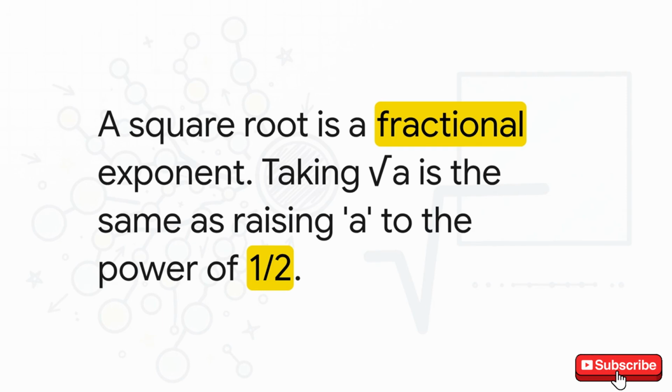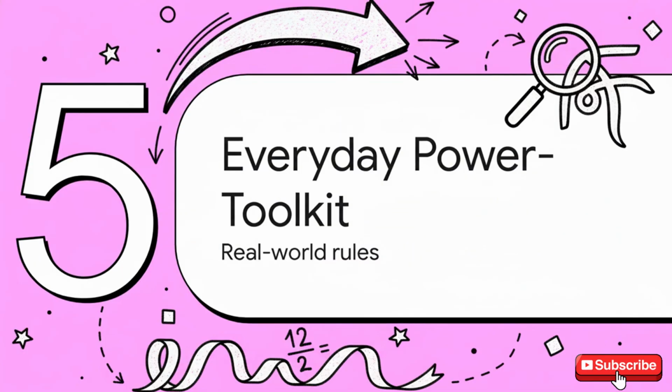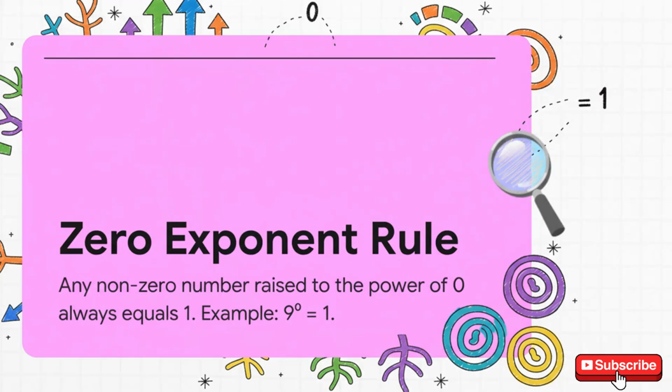It means a square root isn't some new, separate thing. It's just a special type of exponent, a fractional one. Now that we've unlocked that secret, let's grab a few powerful rules for our toolkit and see how this stuff actually shows up in the real world. First up, we've got a kind of weird one. The zero exponent rule. Any number, I don't care how big, raised to the power of 0 is always 1. 9 to the power of 0, it's 1. 1,000,000 to the power of 0?